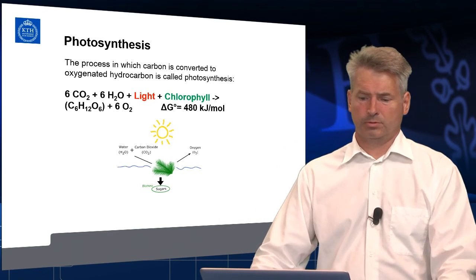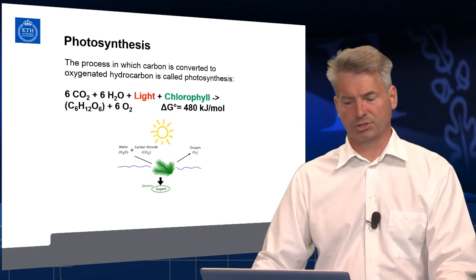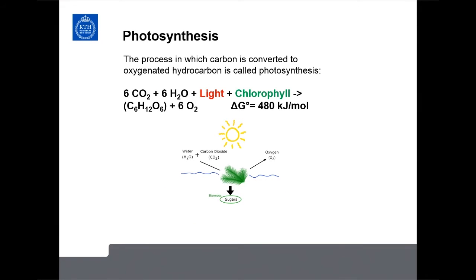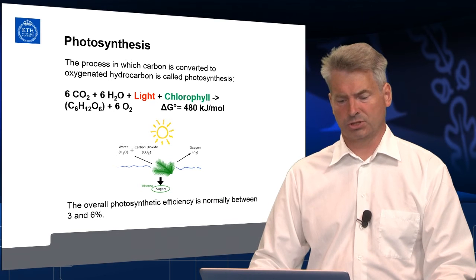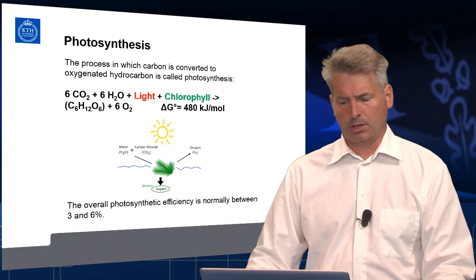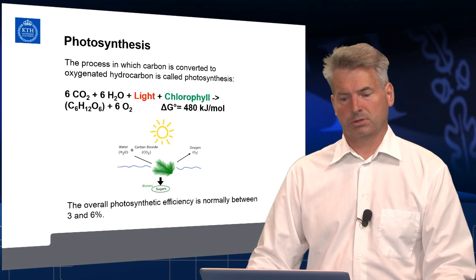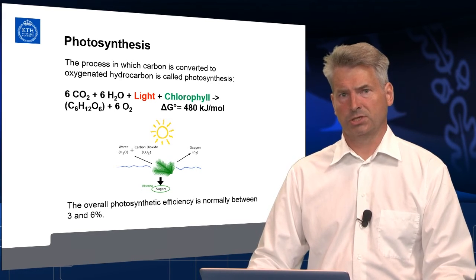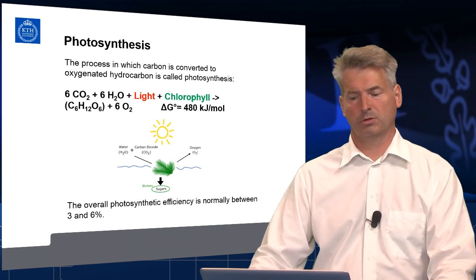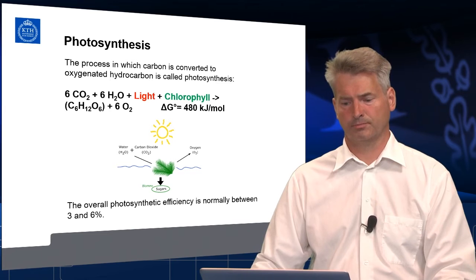Gibbs free energy is positive in this reaction, as you may see in this slide, which means that this reaction is not spontaneous. So you need energy to get photosynthesis to run. The overall photosynthetic efficiency is normally between 3 and 6%. So it's not so efficient actually. It's counted on the sunlight which hits the blades, all the biomass with the chlorophyll.